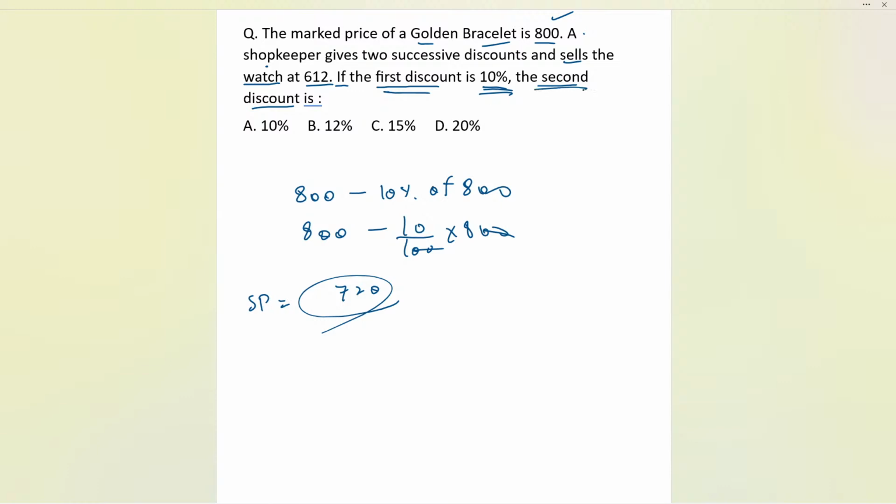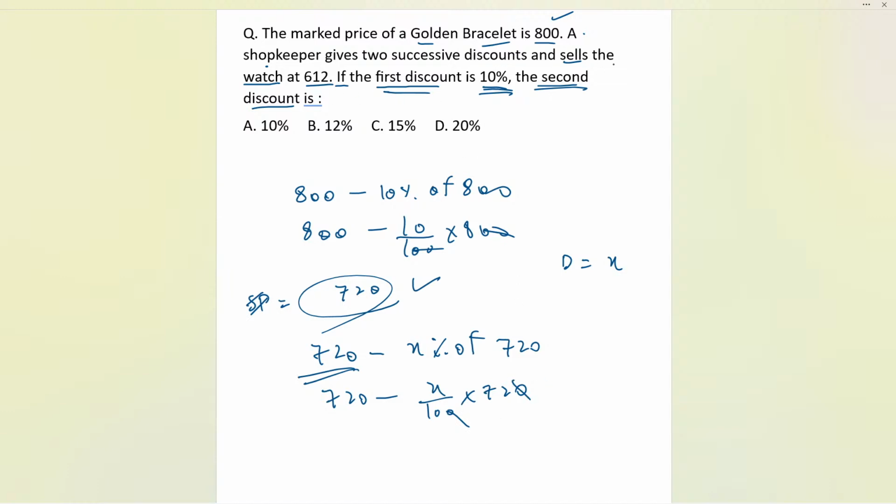This is the sale price after the first discount. But now there is a second discount also going on, so we cannot say it is the final selling price. Now again I'll do 720 minus what? We don't know the second discount, so take it as X. Now X percent of what? The same amount we got earlier, the last amount, X percent of 720. So 720 minus X by 100 multiplied by 720. Now 0, 0 cancel over here. Now one more thing: finally he sells it at a price of 612.